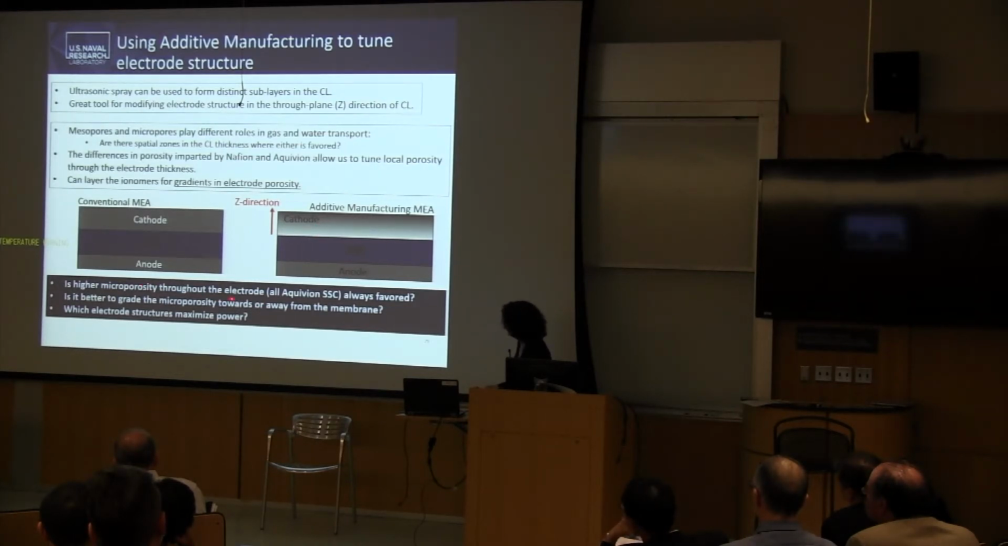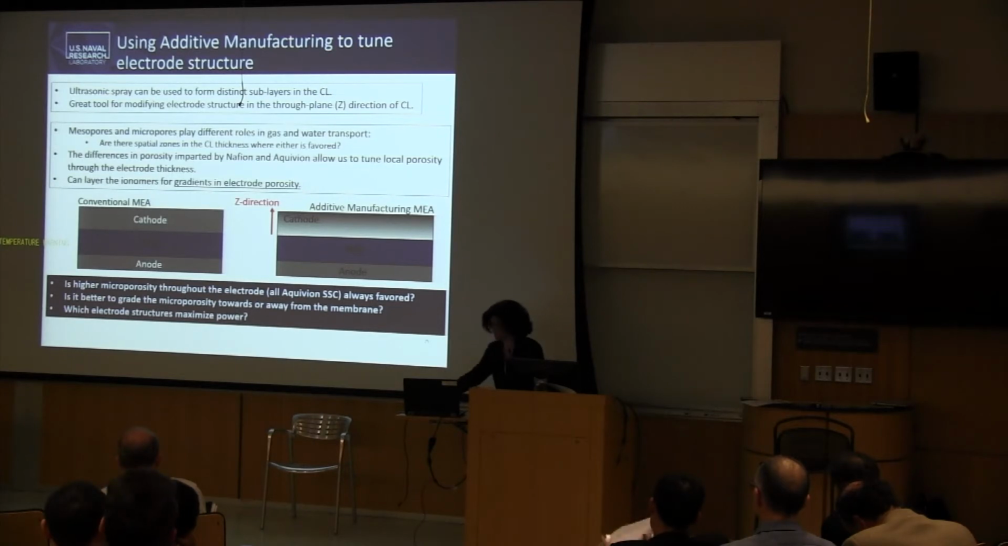So is higher microporosity throughout the electrode, all Aquivion short side chain, always favored? Is it better to grade the microporosity towards or away from the membrane? And which electrode structure maximizes power? So that's what we went into looking at.